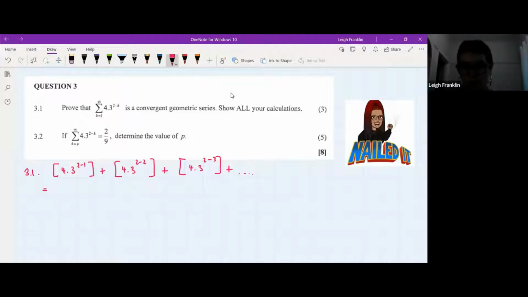What is the value of A, Matrix? 12. Beautiful. Okay, it's 12. Good job. Okay, what's the value of the next term? The second term?